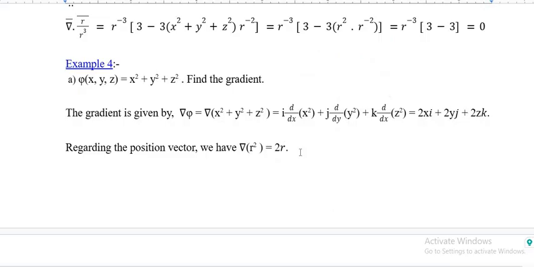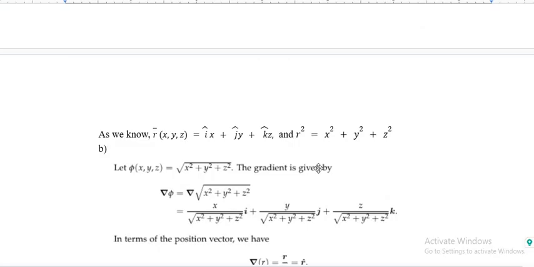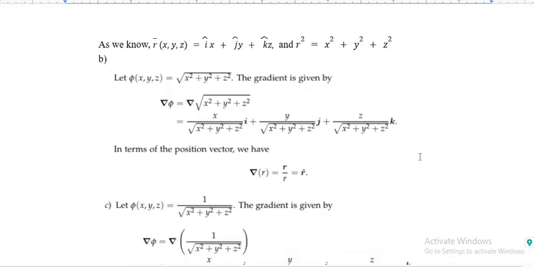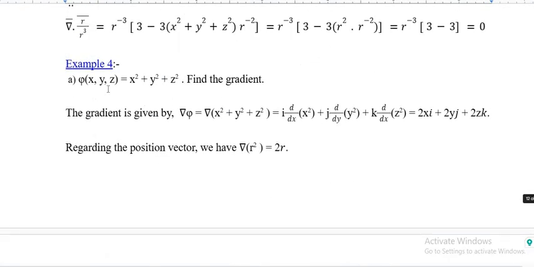Grad of r square, this is twice of r. This is the relation we are talking about. Now we will take the same problem. Here we have phi or r square equal to x square plus y square plus z square.